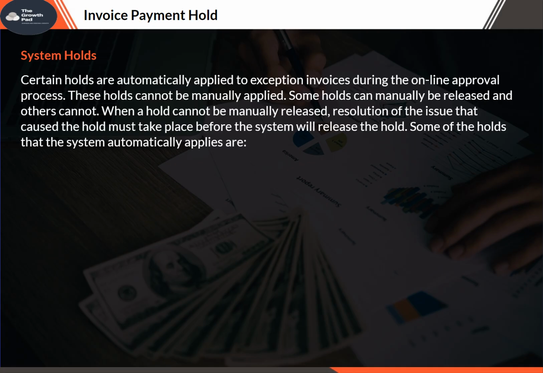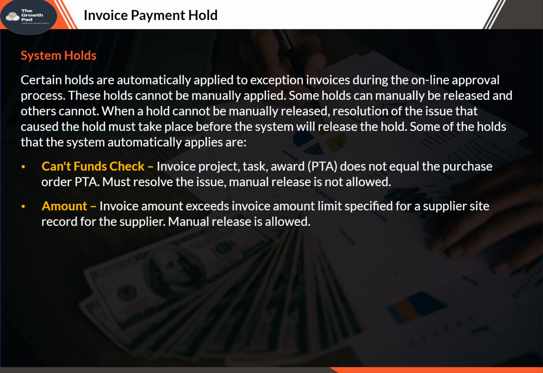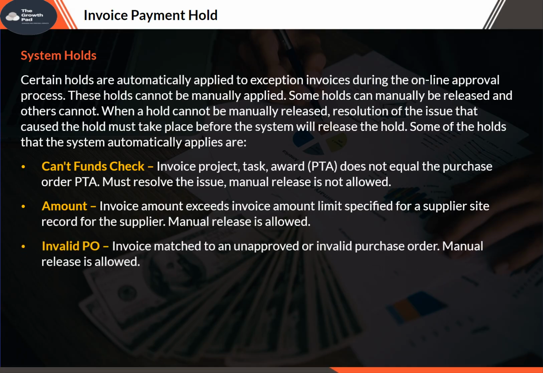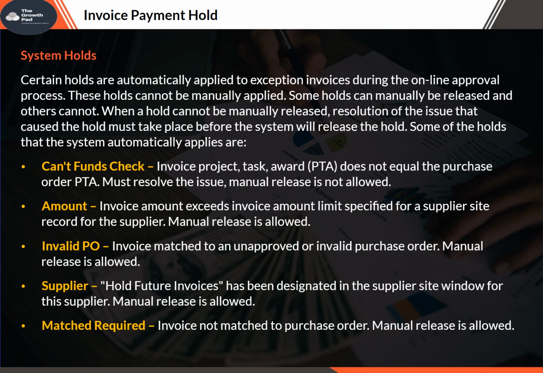Some of the holds that the system automatically applies are: Can't funds check, invoice project, task, award, PTA, does not equal the purchase order, PTA must resolve the issue, manual release is not allowed. Amount, invoice amount exceeds invoice amount limit specified for a supplier site record for the supplier, manual release is allowed. Invalid PO, invoice matched to an unapproved or invalid purchase order, manual release is allowed. Supplier, hold future invoices has been designated in the supplier site window for this supplier. Manual release is allowed. Matched required, invoice not matched to purchase order.